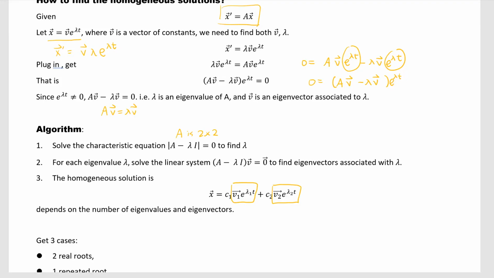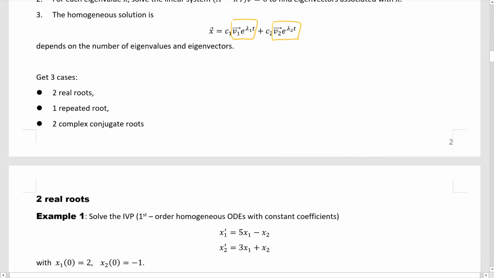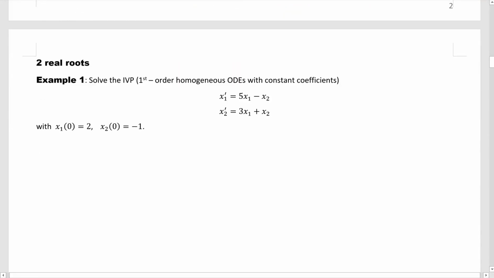Okay, so suppose we have a 2 by 2 matrix, then we get 3 cases. We can have 2 real roots, we can have 1 repeated root, or we can have 2 complex conjugate roots. So today we're going to see all of those 3 cases, and how to solve those examples. Okay, first case, we have 2 real roots.